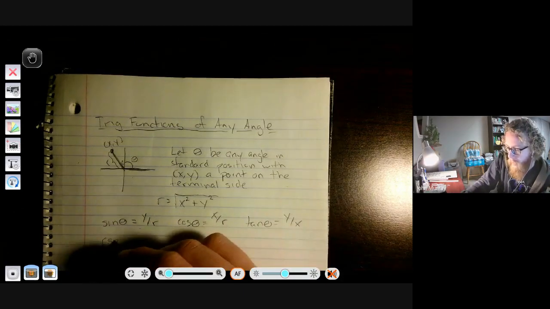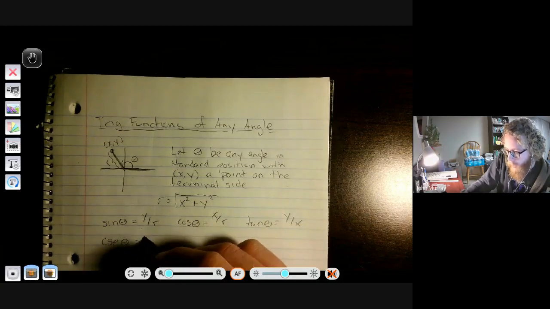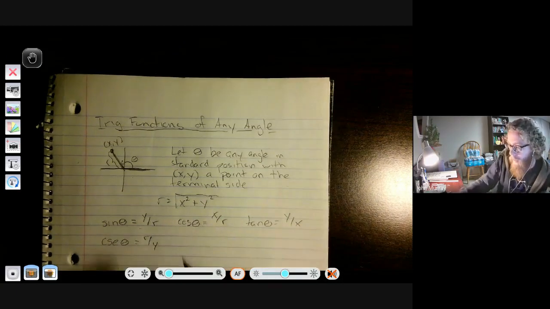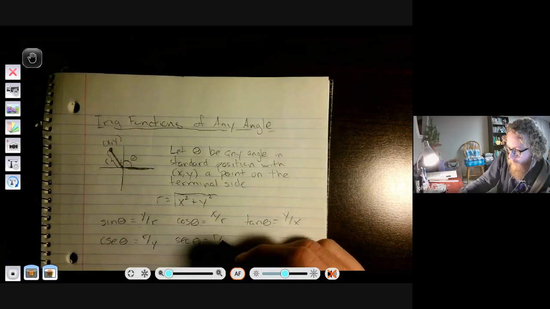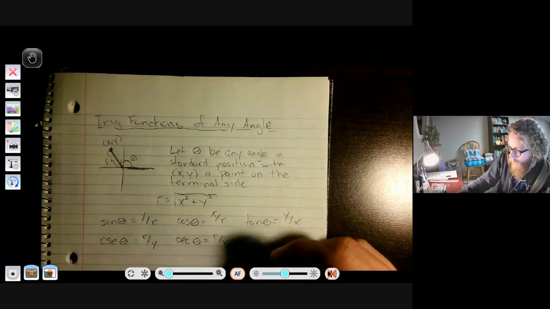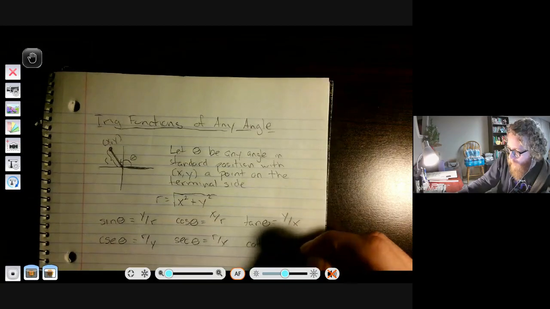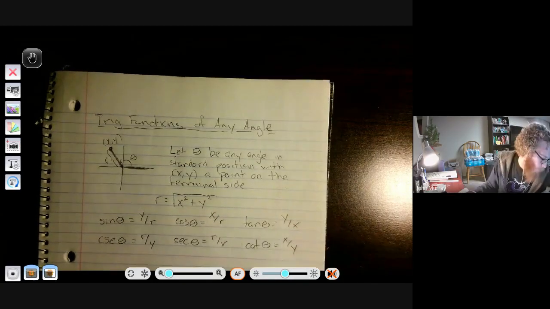Then for our other functions, cosecant is going to be r over y. Secant is going to be r over x. And then cotangent, x over y.